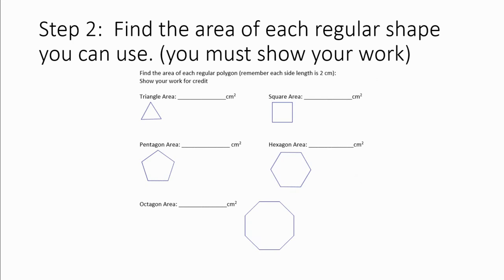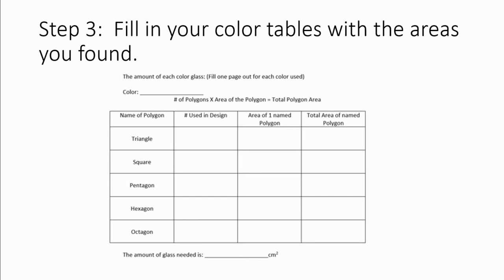Then you'll find the area of every regular shape. Whether you use them or not, you're going to find all the areas from triangle to octagon. Make sure you show your work as in the example of the square here. Length times width, 2 times 2, 4. So the area of my square is 4. You'll do that for each one using the appropriate area formulas.